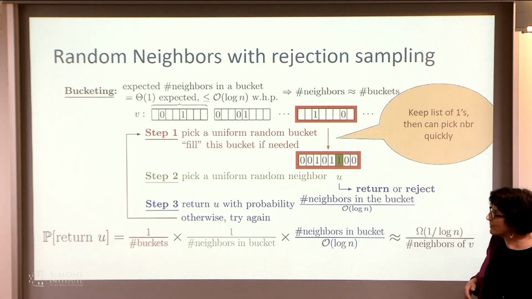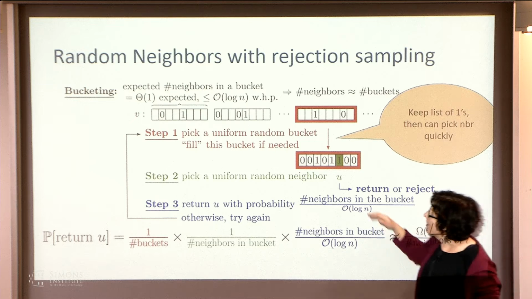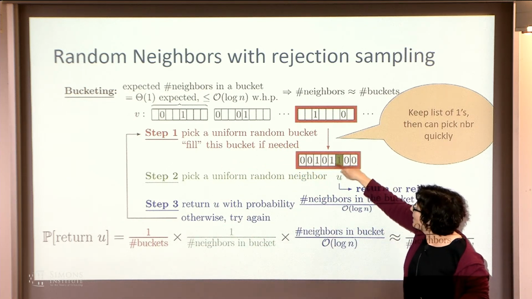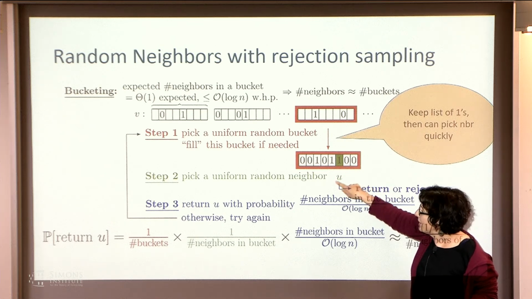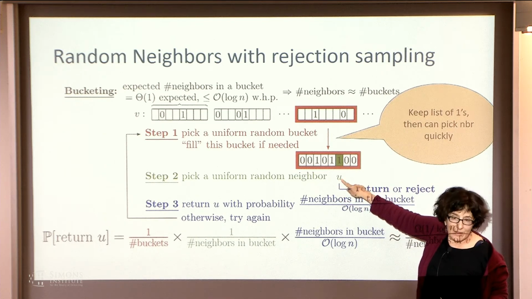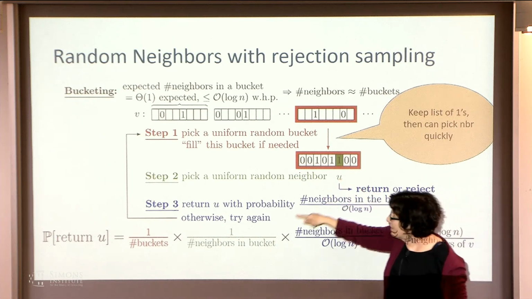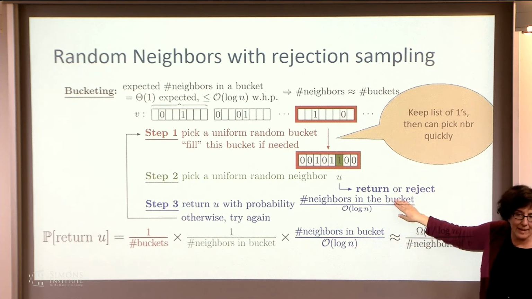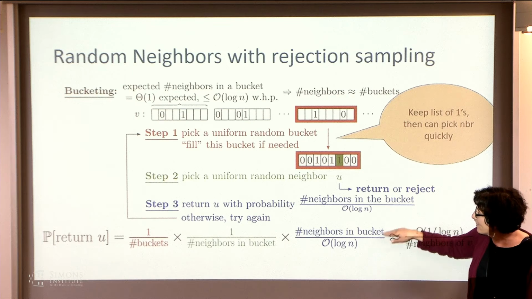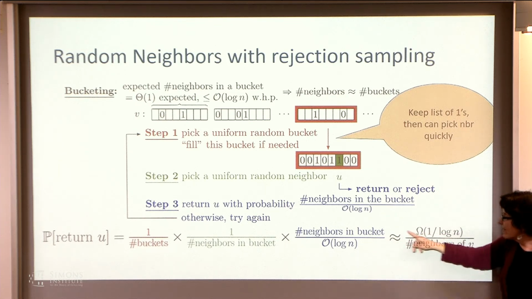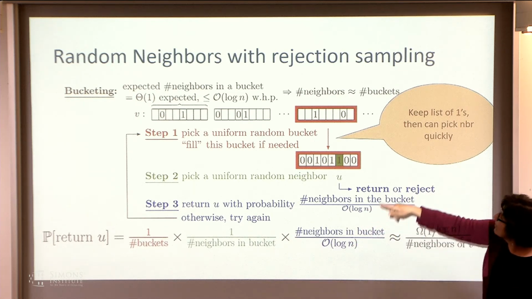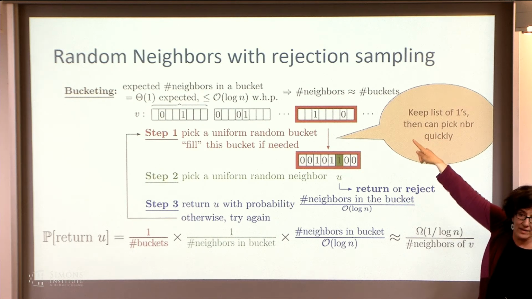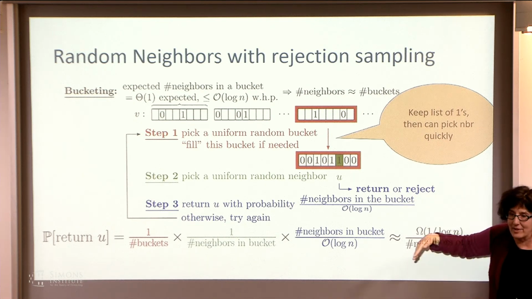Okay, so what's the probability we return neighbor U of this V? It's 1 over the number of buckets. We had to pick the right bucket in step 1. In step 2, we had to pick U from all the neighbors of V. So that's 1 over the number of neighbors in the bucket. And then we had this rejection sampling thing, which is number of neighbors in that bucket divided by theta log n. These guys cancel out. And remember that 1 over the number of buckets is like 1 over the number of neighbors. Okay? And it's the same for every U.